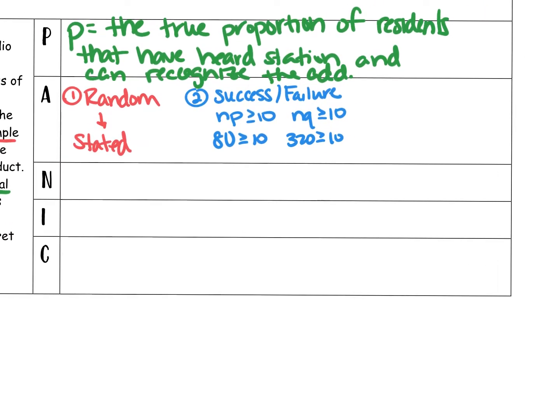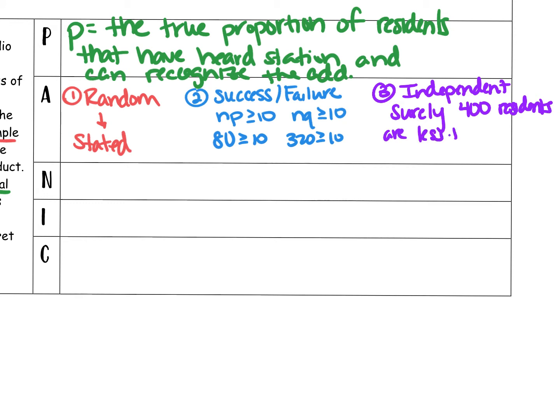And then the third thing that we need to show is our 10% rule, our independence. Independence is shown through the 10% rule. So we'll say, surely the sample that you took, surely 400 residents are less than 10% of all residents who have heard the ad.